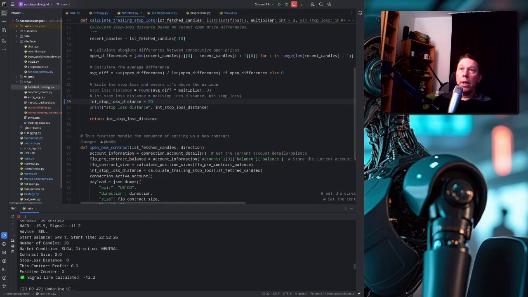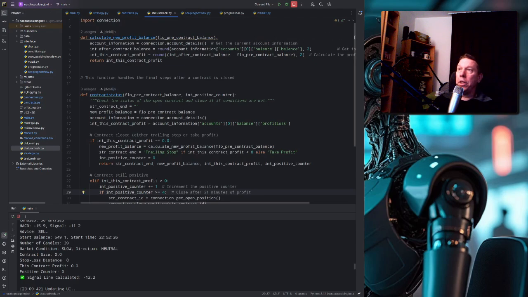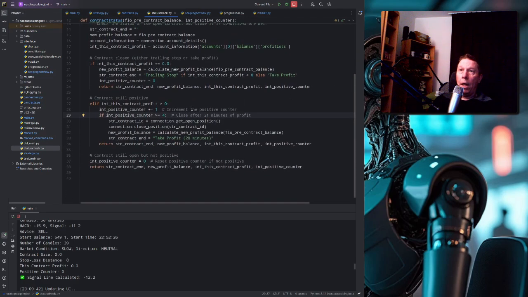In the code, and then in the contracts. No, in the status check. Yes, in the status check, I changed the positive counter to 4, as in 4 times 5 minutes is 20 minutes. That's what I changed in the code.